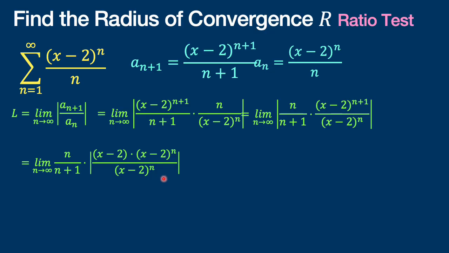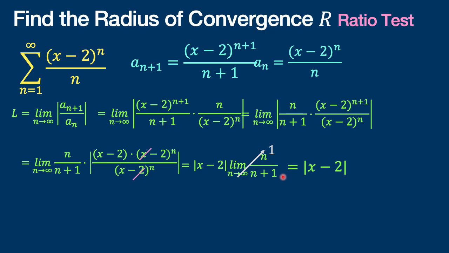Now simplify this form. Cancel out the (x-2)^n power. We have the limit of n over n+1. The x-2 term should be in front of the limit because it doesn't have n. So be very careful here: for x-2, you cannot drop the absolute value because we don't know whether it is positive or negative. Find the limit of this. We can use L'Hopital's rule. This limit is gonna be 1. So we have the absolute value of x-2.